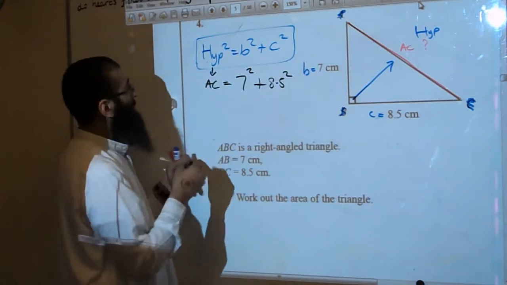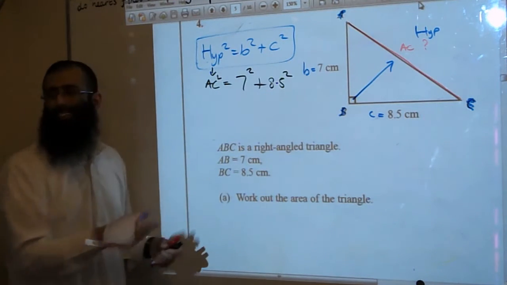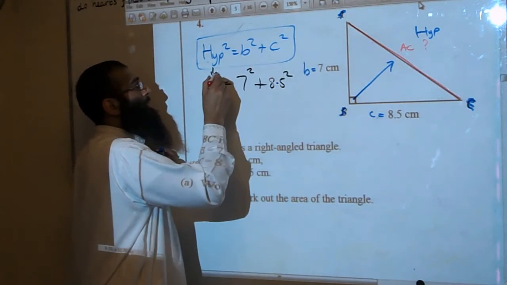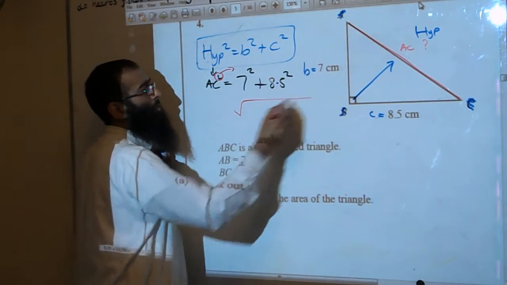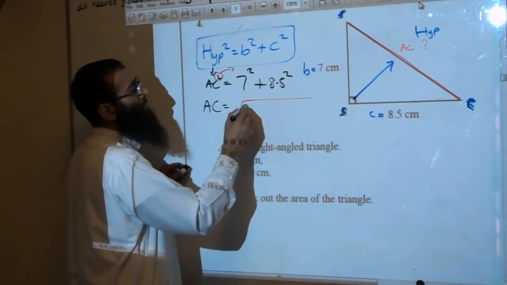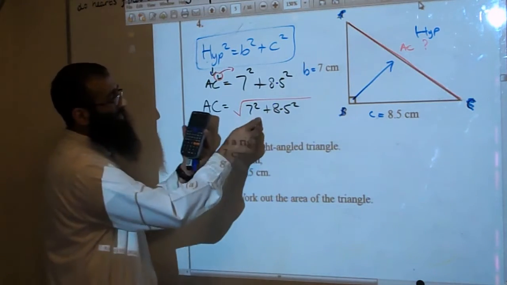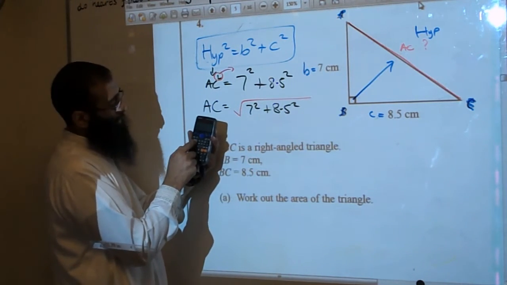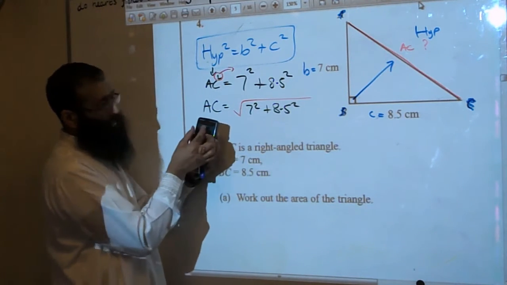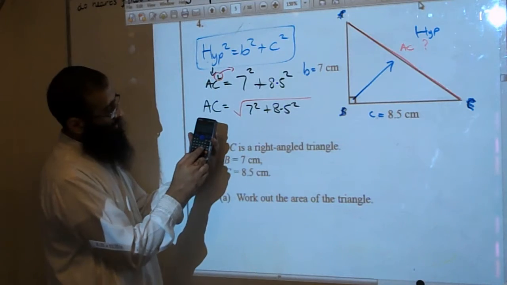So AC squared. Right now, Mr. Idris, I don't want AC squared, I want AC. So to undo the squared, we take the square root. Take it over, it becomes a square root. Everything you have to do step by step. So we have 7 squared plus 8.5 squared. We grab our calculators and type it in as we see it here. Press the square root button first, then type in 7 squared, add 8.5 squared, and as you can see the square root sign gets bigger and the numbers get bigger. Press equals.